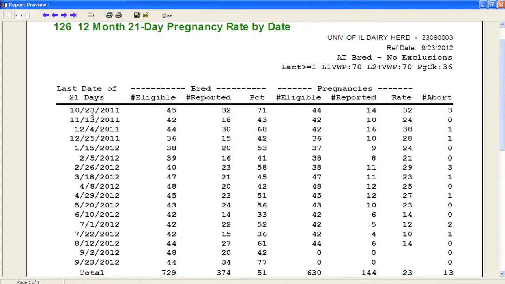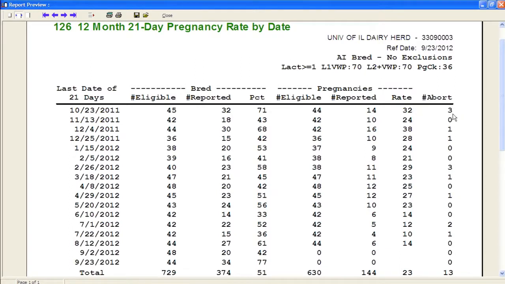So this interval would have started October 2nd of 2011. And then for 21 days, there were 45 eligible animals to be bred. 32 of them were serviced for a 71% estrus detection rate. Of those 45 that were eligible for breeding, 44 were eligible for pregnancy. We got 14 of those cows pregnant for the 32% preg rate for that 21-day interval.